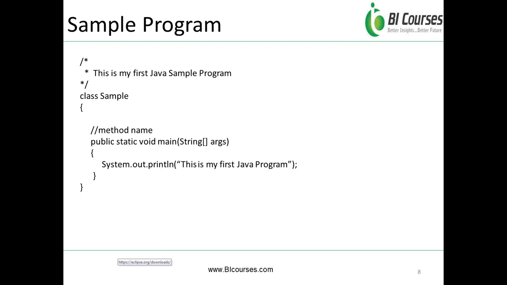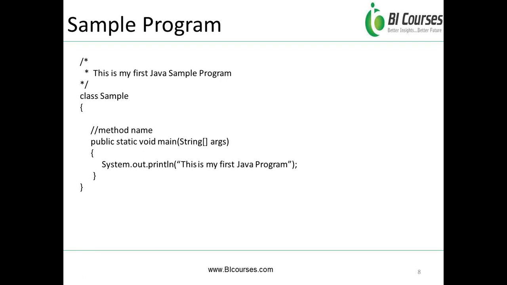If you look at this sample program in the presentation, our program starts with slash star and star slash. Any statements enclosed between slash star and star slash are known as comments, so the Java compiler ignores these statements. The next statement is class sample. Class is a keyword, which can be understood by our Java compiler.